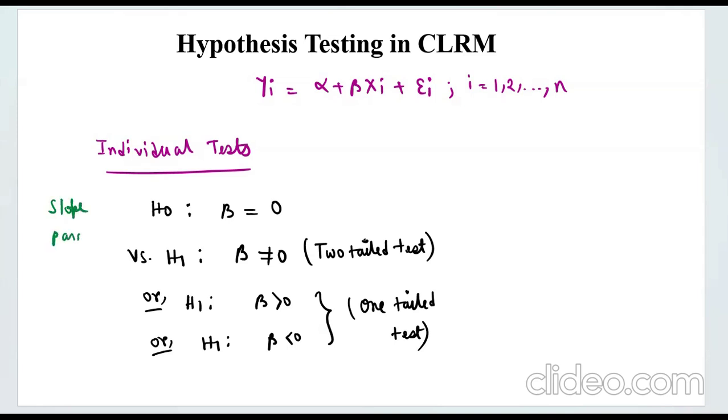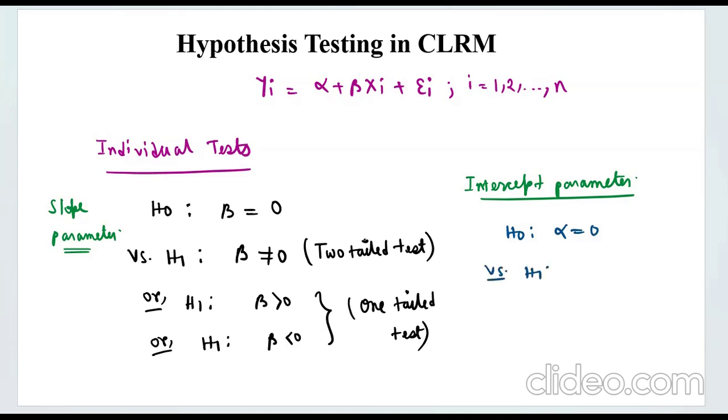Slope parameter. But you have an intercept parameter as well. So for the intercept parameter, in a similar way, you can conduct your hypothesis. So what will you write? Here the H naught, the null hypothesis, is alpha equals 0, versus what will be the alternative?